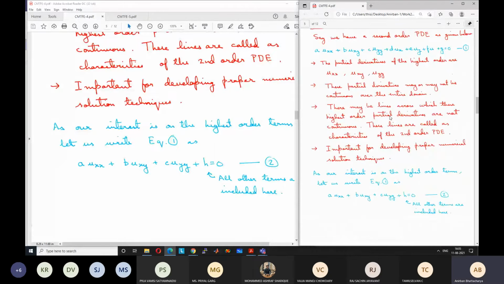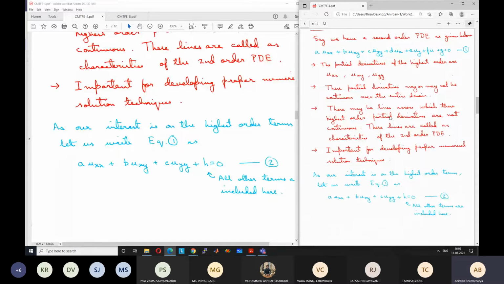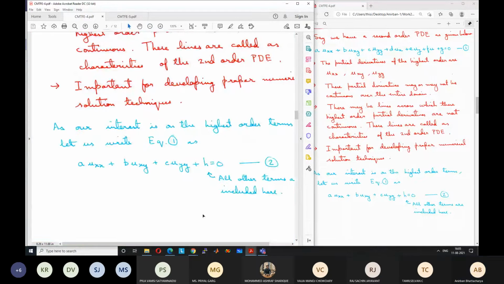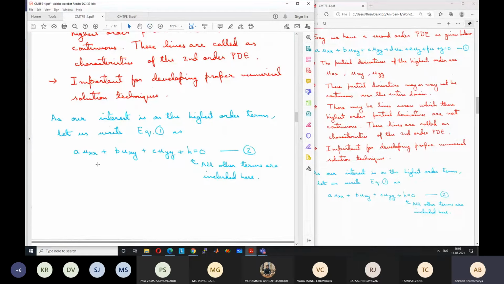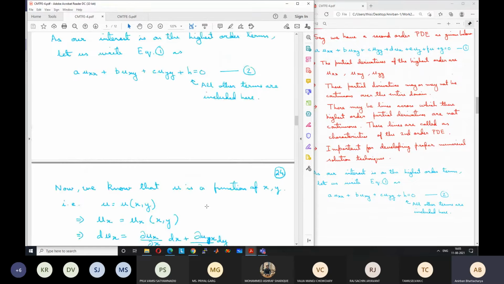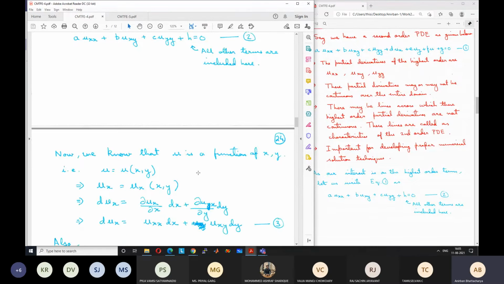We will keep this open here on the right hand side and discuss on the today notes on the left hand side. So this is equation 2, which is same as equation 1. We are just writing it in a different way. Now, as we know, u is a function of x and y, the dependent variable u is a function of x and y.